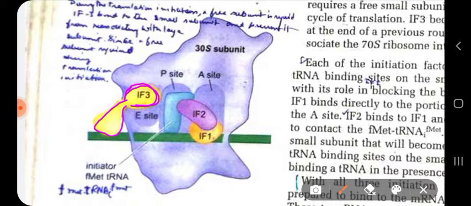That's why IF3 binds at the E site. IF1 and IF2 allow the initiator tRNA to bind to the P site, not to the A site, because the initiator tRNA must bind to the P site where your start codon, AUG, is present, right?